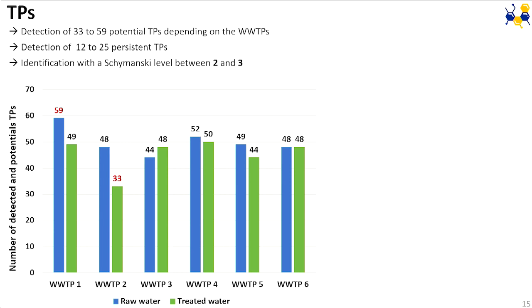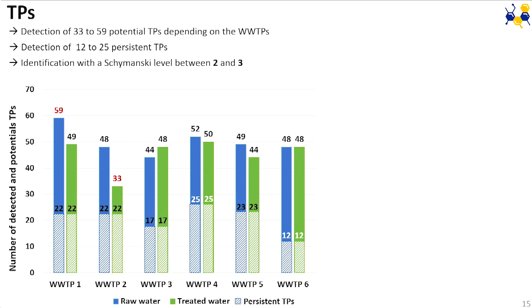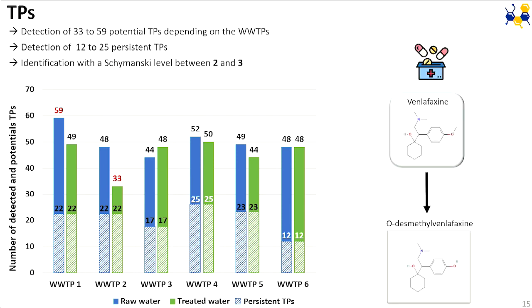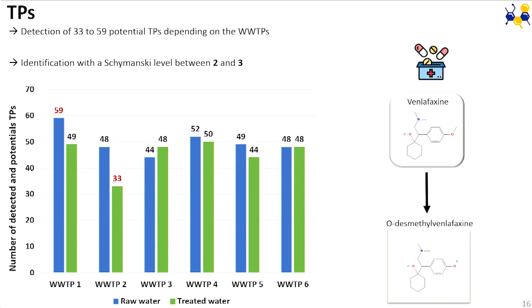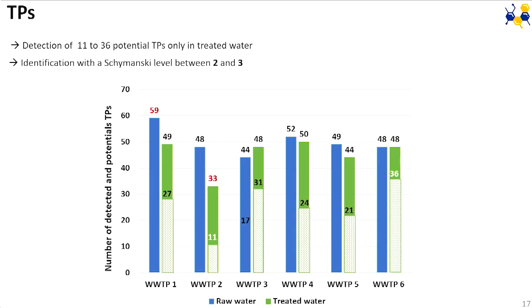Concerning persistent transformation products present both in raw and treated water, the number varied from 12 to 26. And for example, we can mention one metabolite of venlafaxine, desmethyl venlafaxine. Now, let's move on to the number of potential TPs detected only in treated water. This number ranges from 11 to 36. And for instance, we can mention one metabolite of carbamazepine, acridone.